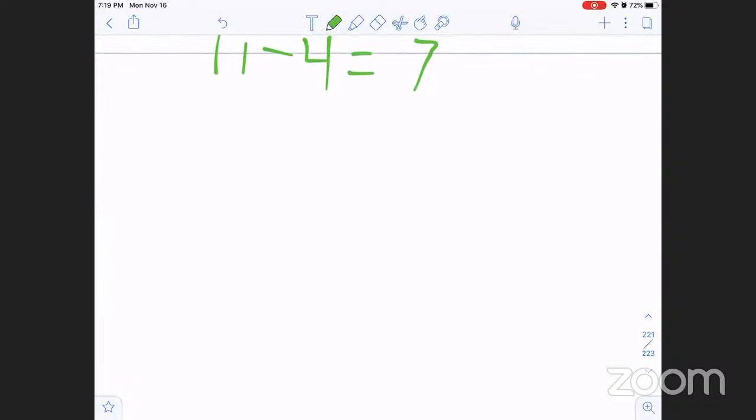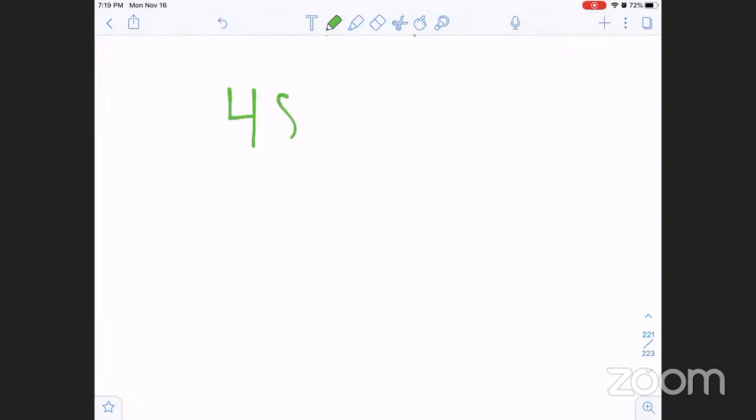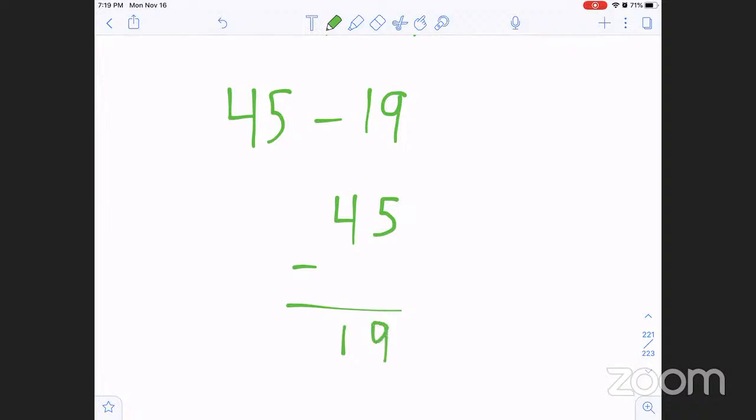What we're going to do is reorganize the numbers here. So if I give you a subtraction problem like 48 minus, let's not do 48, let's do 45 minus 19. What we're going to do, we're going to stack it up just like we normally do. But what we're going to do instead is put the 19 down here.